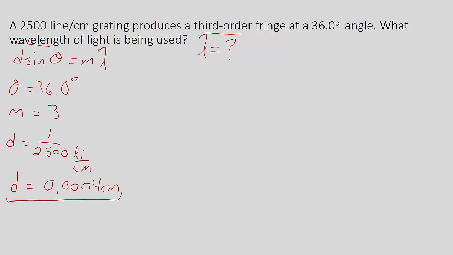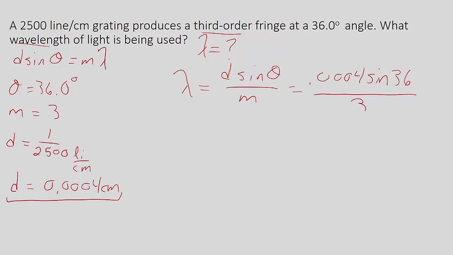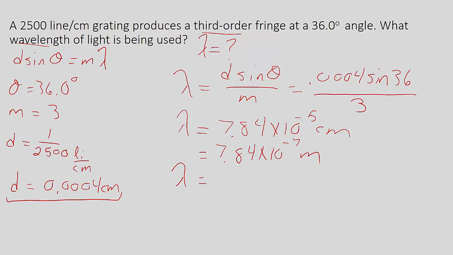All right, I'm looking for lambda. So lambda is equal to d sine theta over m, which is 0.0004 times the sine of 36 all over 3. This turns out to be 7.84 times 10 to the negative 5 centimeters. We don't typically leave lambdas in terms of centimeters, especially not when we're talking about light. So if we change this to meters, it is 7.84 times 10 to the negative 7 meters. However, again, since it is light, we typically refer to it in terms of nanometers. So we say, aha, the light that did this has a wavelength of 784 nanometers.